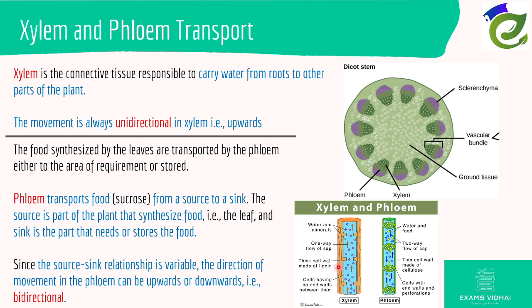Xylem is thick walled and phloem is thin walled, and xylem carries water and minerals, phloem carries water and food. So it's a one-way flow of sap in xylem, a two-way flow of sap in phloem. So take a closer look into this picture. You can even pause this video and look for a longer time.